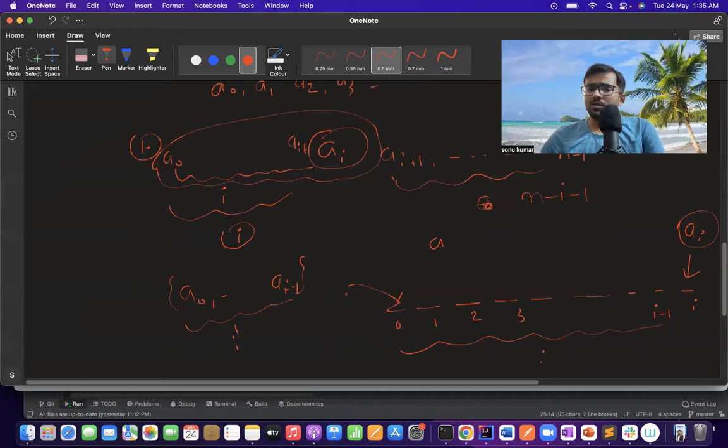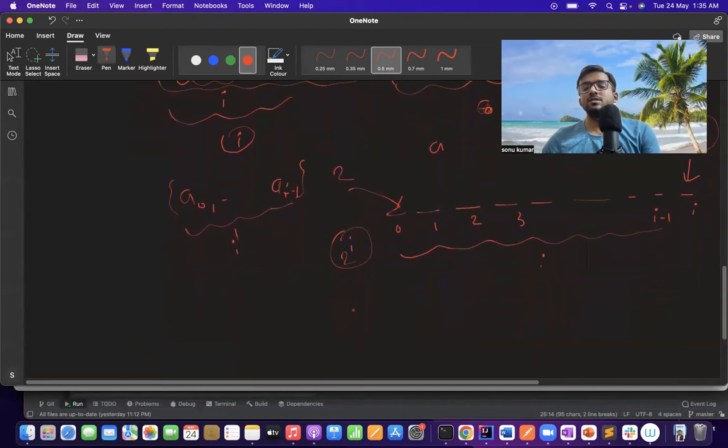So for every element at these positions, an element will come or not. Let's say a0 will come or not. There are 2 choices. Again, at the next position, an element will come or not. So for every element there are two choices, whether that element goes into these places or not. So how many elements are there in total? i elements. So what is the total number of ways to generate these subsequences? 2 raised to the power i, right?